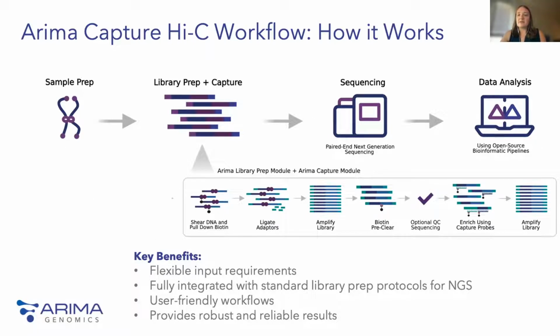The samples are then ready to be used in standard NGS library prep protocols, and those resulting NGS libraries are enriched for the regions of interest using our capture probe set. And enriched capture libraries are then ready for the third step of this workflow and can be sequenced on the platform of your choice. And the resulting sequence data can then be analyzed using our open source bioinformatic pipelines. So overall, the Capture Hi-C workflow will work with a range of different sample types. It is really a very user-friendly workflow that produces robust and reliable results.